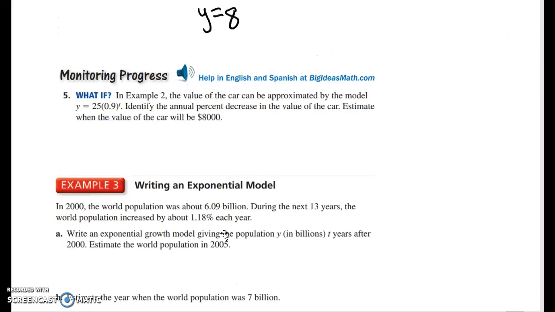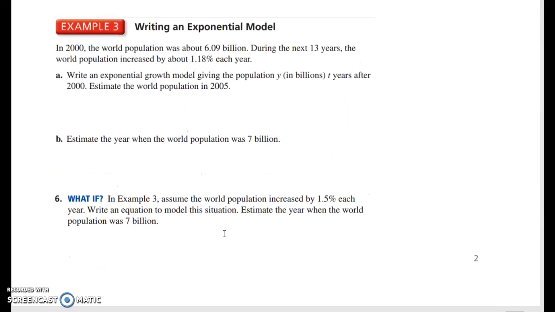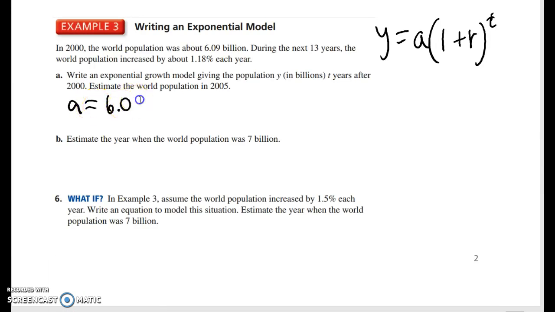Then I want you to take a look at example 3, because this one is representing exponential growth. So we looked at decay, and now we're going to look at growth, which you want to use (1 plus r) to the t. So reading through this problem, I want to write an exponential growth model, and I know that my a is 6.09 billion. So my a is 6.09. Okay. Then my r is an increase by 1.18%. So my r, move that decimal over, is 0.0118 because I'm moving this decimal over 2 times.